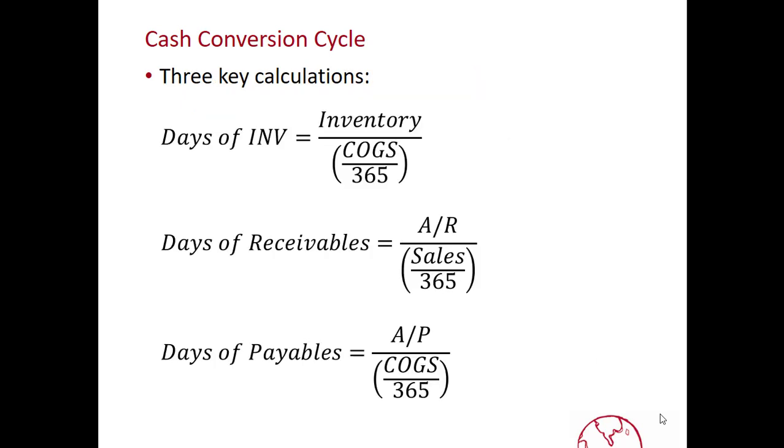The three ratios that you'll need in order to determine the days that money is tied up in inventory, receivables, and payables are shown here. You can see that inventory and accounts payable are related to the cost of goods sold, which is the internal cost to the company. Receivables, however, are related to sales. Don't mix up your cost of goods sold and your sales when calculating your days of working capital.